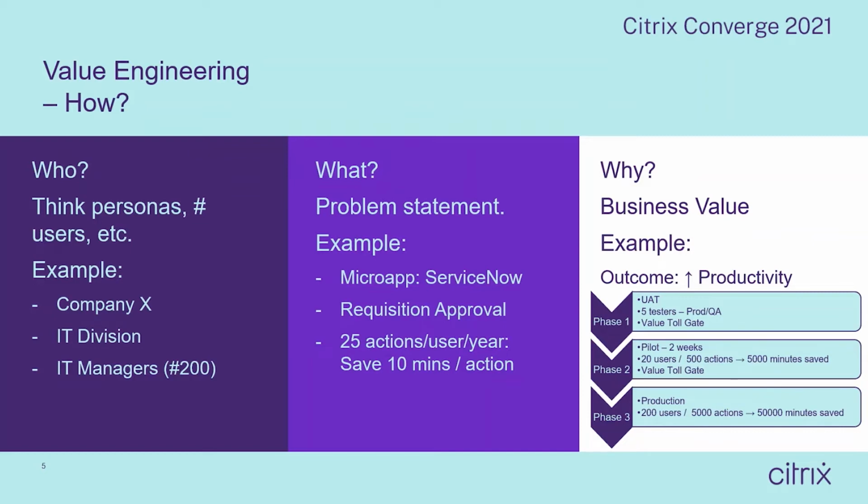Drawing focus on the Y section of the slide, we see value toll gates at each phase of the launch cycle, where success or failure is established. If the results are not favorable, we have the opportunity to iterate. That is, tweak the implementation based on our learnings and try again.